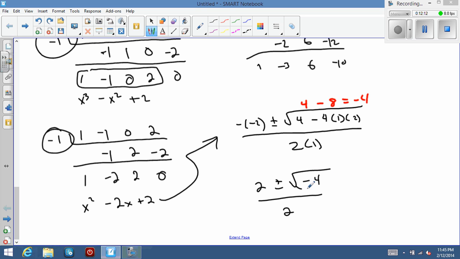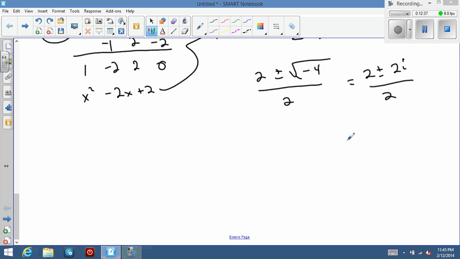The square root of negative 4 is 2i, because the square root of 4 is 2 and the negative puts an i with that number. So this is 2 plus or minus 2i over 2. And what I need to see is that I have 2 over 2 in both of these terms, so the 2s cancel down to 1 and 1. And I get 1 plus or minus i.